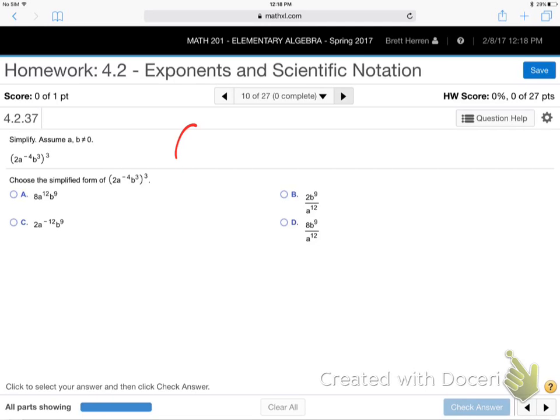All right, let's try that one. So 2A to the minus 4, B to the 3rd, all to the 3. All right, you want to try that one? Same rule. Powers outside parentheses multiply powers inside parentheses.